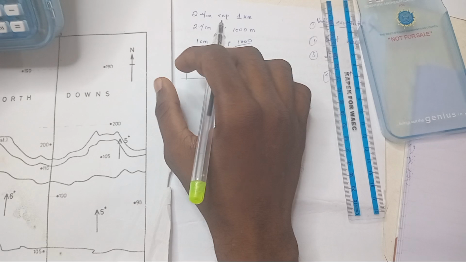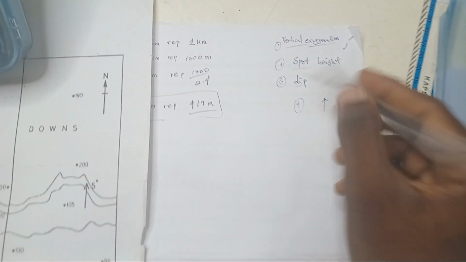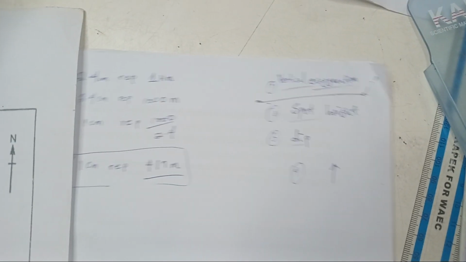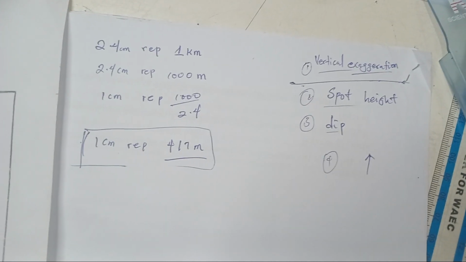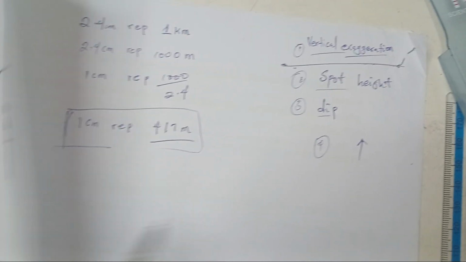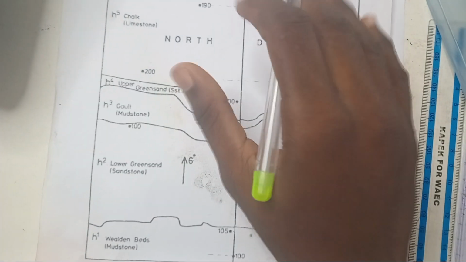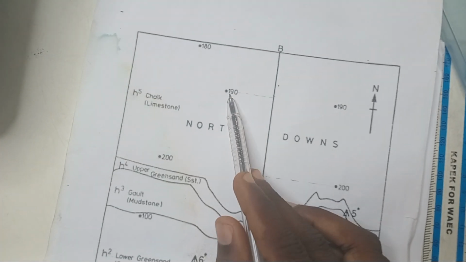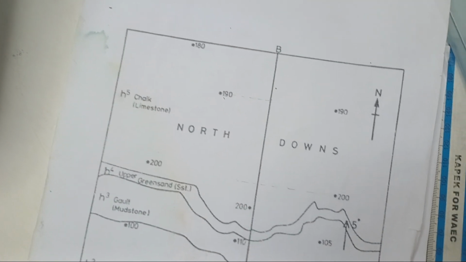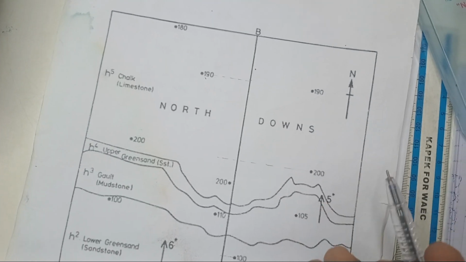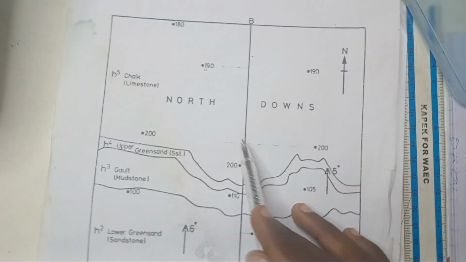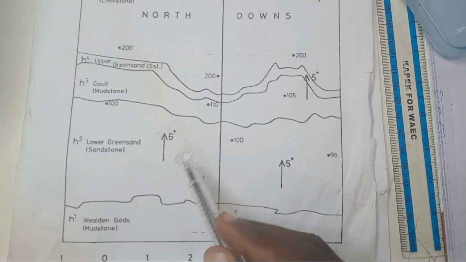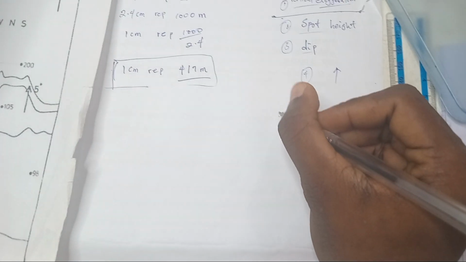But now that's where we involve vertical exaggeration, the first thing we're going to talk about. If you look at the map, these spot values are what they call elevation, just that in advanced mapping we call them spot height. So these are your elevation. You can see that the highest elevation in this place is 200 meters.